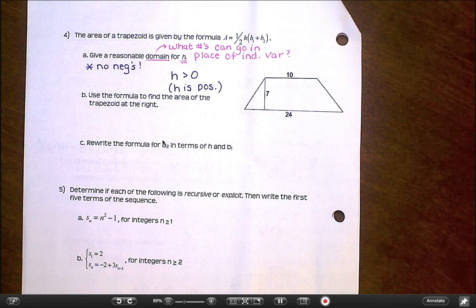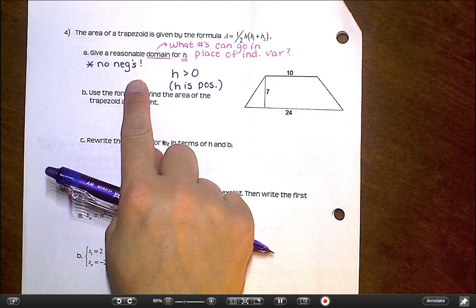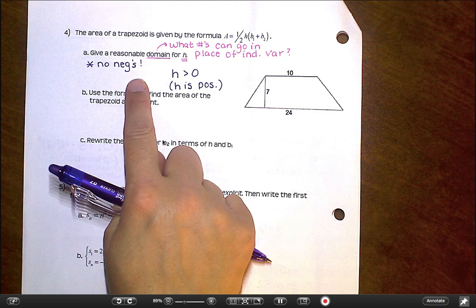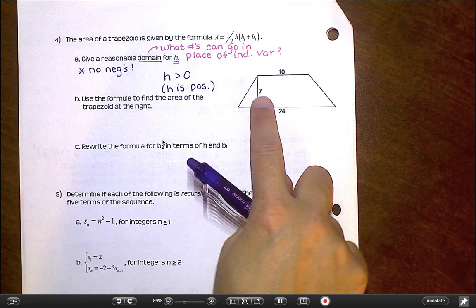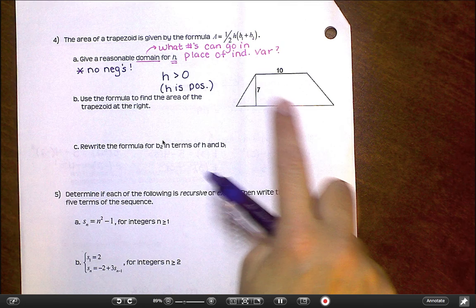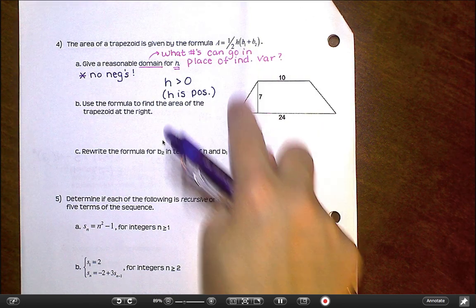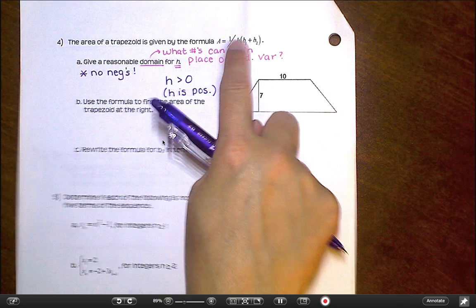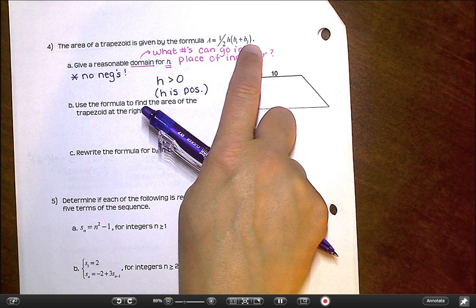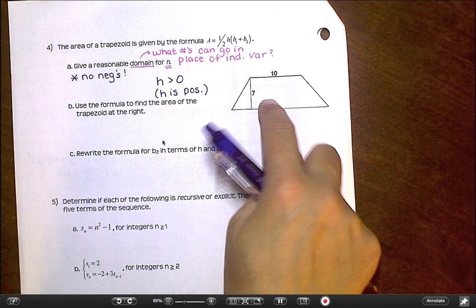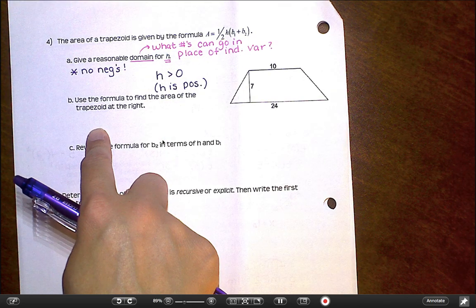Okay, so use the formula to find the area of the trapezoid at the right. Now, back to this question, one of the wrong answers I see a lot is people want to look at this trapezoid and go, oh, 7. Keep in mind, this is one specific example. This question is asking in general about this formula. So it's not talking about this one. This is only used for part B here.